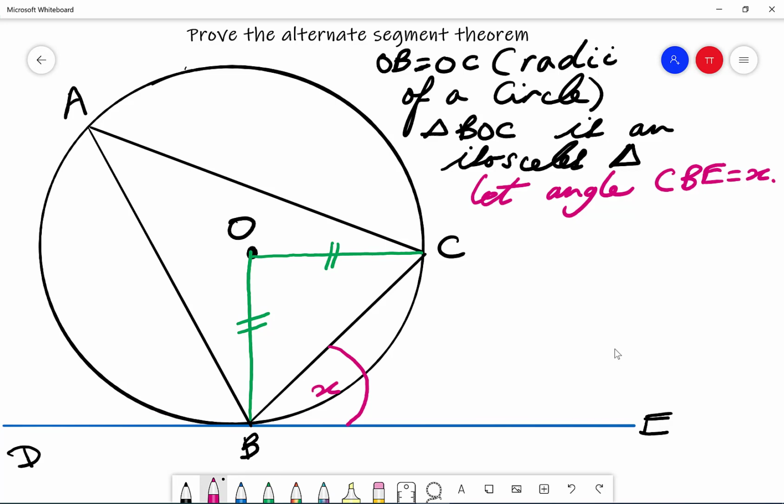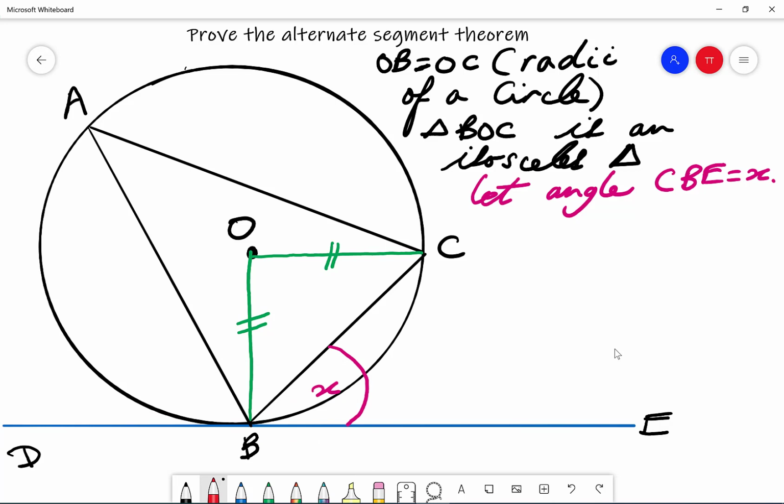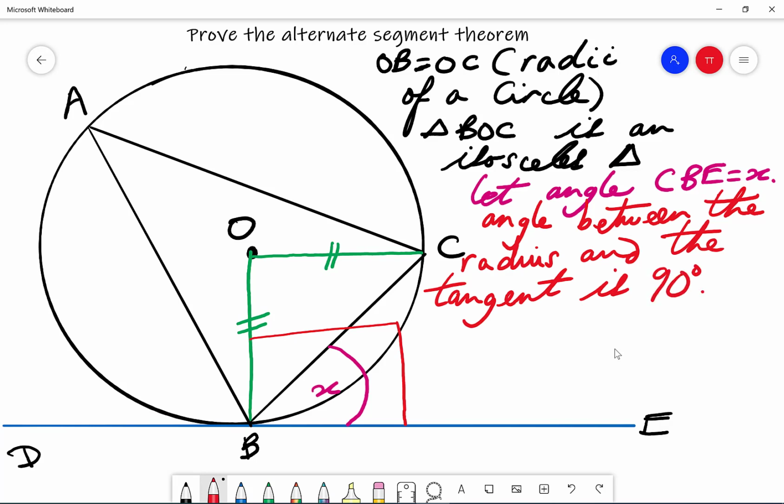And then we can state another well-known circle theorem here. And that is that the angle between the radius and the tangent is 90 degrees. Well, OB is the radius and BE, for example, is our tangent. So this whole angle must be 90 degrees. So let's whack that in. The angle between the radius and the tangent is 90 degrees.